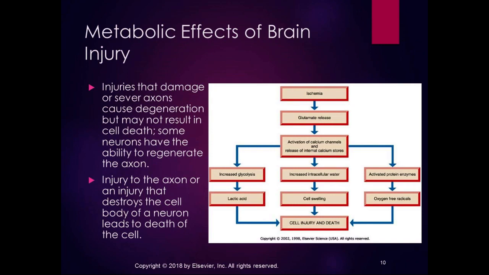Ischemia, which is lack of oxygenated blood, can lead to glutamate release. Glutamate release can activate calcium channels and release of internal calcium stores, which can cause increased glycolysis, producing lactic acid, leading to cell injury and death. It can also cause increased intracellular water, leading to cell swelling, leading to cell injury and death. And it could also activate protein enzymes, which create more oxygen-free radicals, which lead to cell injury and death. So unfortunately, all roads in ischemia could potentially lead to cell injury and death.